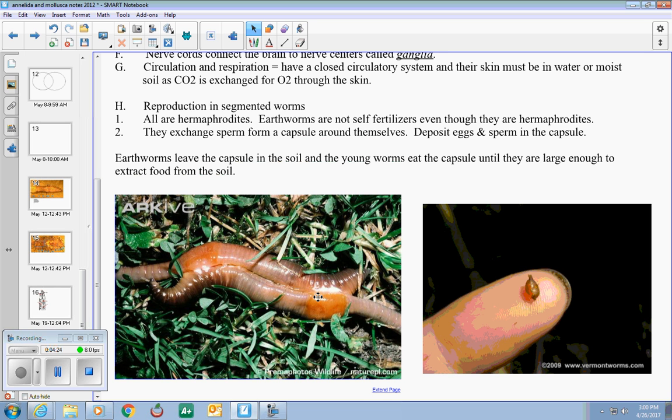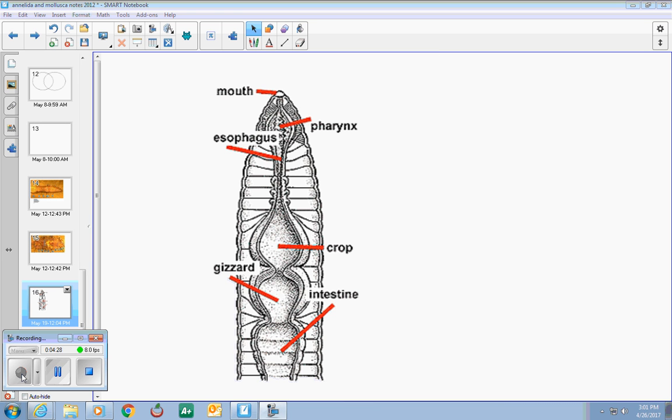Unique quality of the worm. Sorry for that little interruption. I had Mr. Kokensparger come pay me a visit. So I think I was talking about the unique qualities.